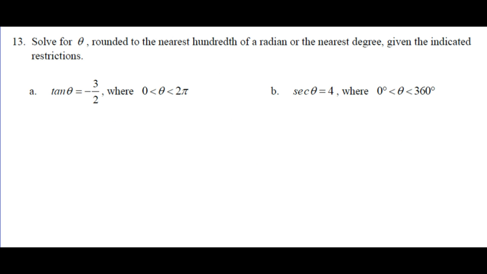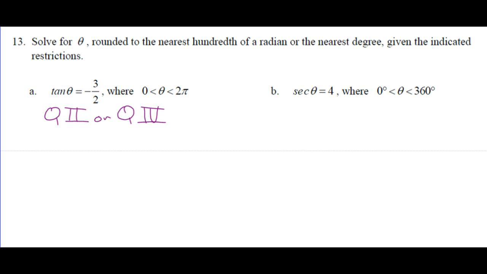Solve for theta, rounded to the nearest hundredth of a radian or the nearest degree, given the indicated restrictions. Okay, so in this case, tan theta, theta is between 0 and 2 pi. So tan theta is negative. Which quadrant? So you say, well, we're in quadrant 2 or quadrant 4. So I need a quadrant 2 angle, I need a quadrant 4 angle.